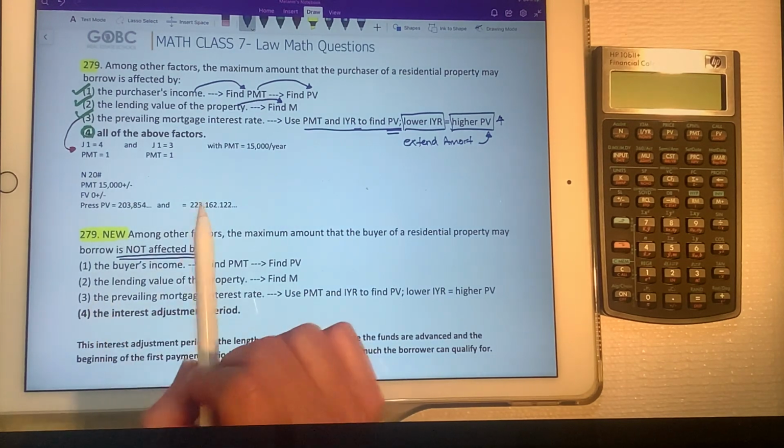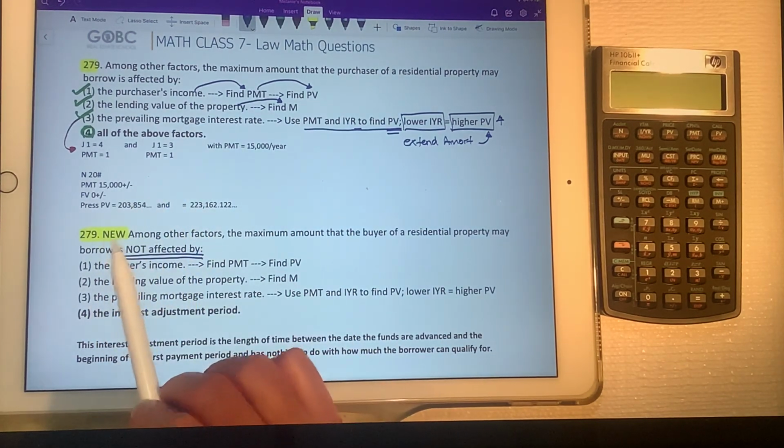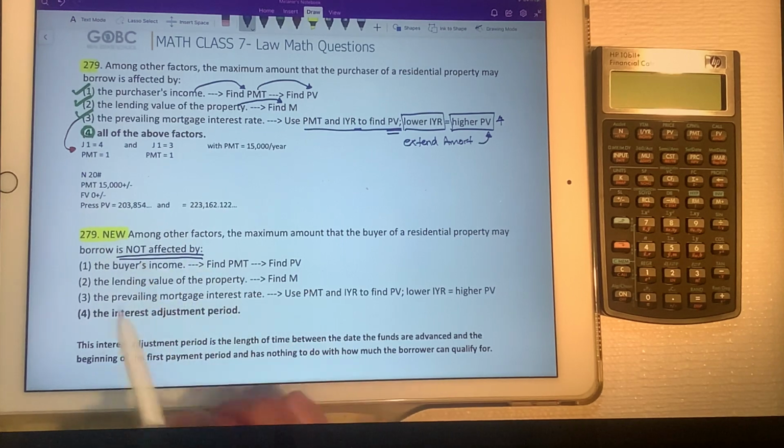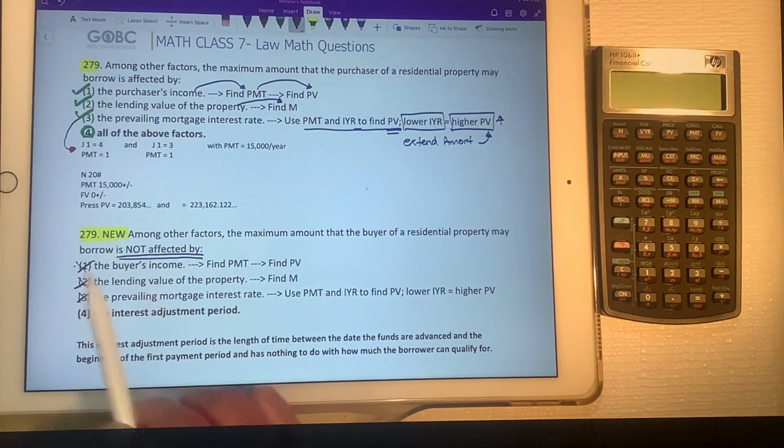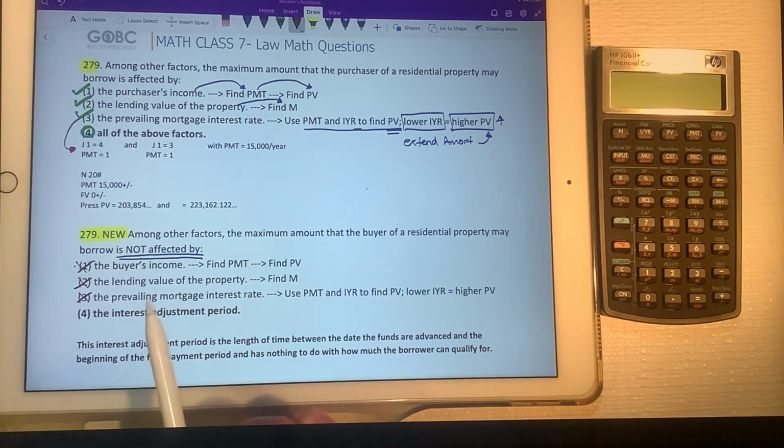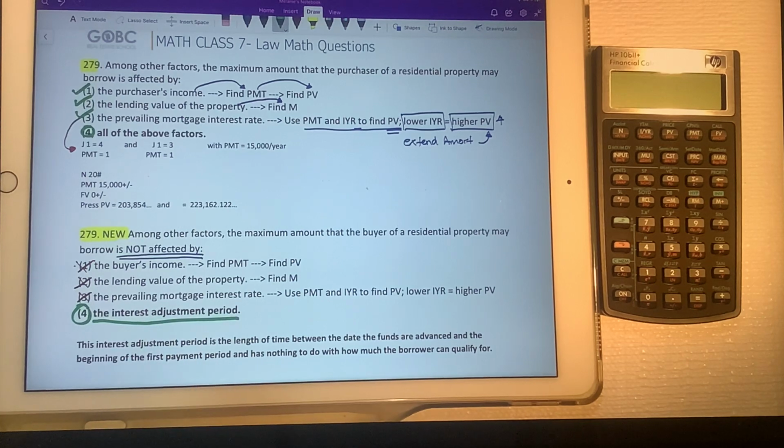And when you look at the opposite version of the question, you see that they've got the same answer choices, right? Which are not the answer, because these are the things they will be affected by. They've changed the all of the above to say the interest adjustment period. So the interest adjustment period is the length of time between the date the funds are advanced and the beginning of the first payment period. And this has absolutely nothing to do with how much the borrower can qualify for.